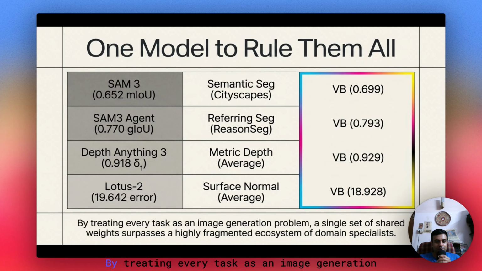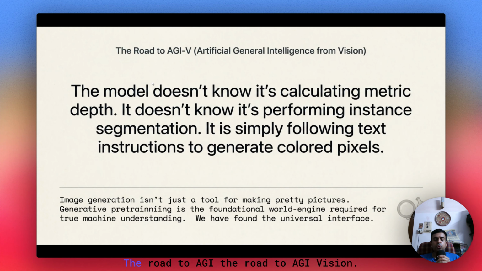So let's see. By treating every task as an image generation problem, a single set of shared weights surpasses a highly fragmented ecosystem of domain specialists. The road to AGI Vision. Wow. The road to AGI, artificial general intelligence from Vision. I always think Vision could be faster to achieve than, say, text and other things. I'm biased because I'm from this field, but historically we've seen that this happened a lot of times. There used to be a lot of progress in text and natural language processing, and then they would make it out to Vision, and the results used to be really different.